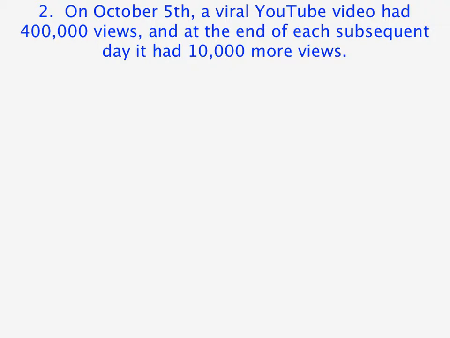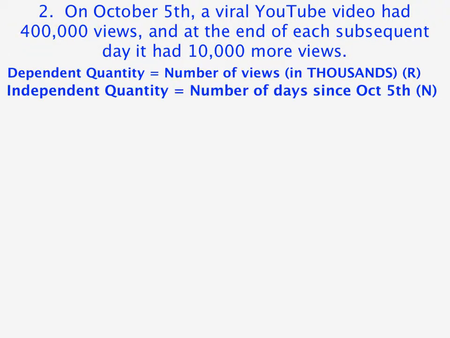On October 5th, a viral YouTube video had 400,000 views. At the end of each subsequent day, it had 10,000 more views. Again, this is extremely similar to one we did before, but in our previous example, the YouTube video had 0 views on October 5th, and now it has 400,000 views.